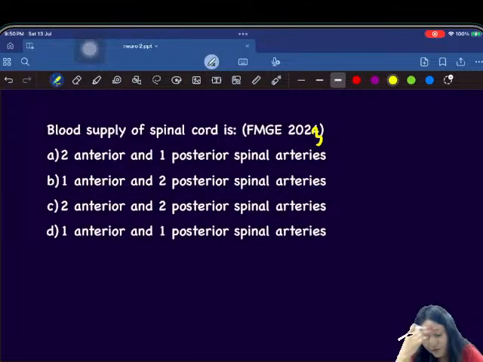Just now we have studied. What is the answer? Blood supply of spinal cord. Anybody? Just now we have seen.